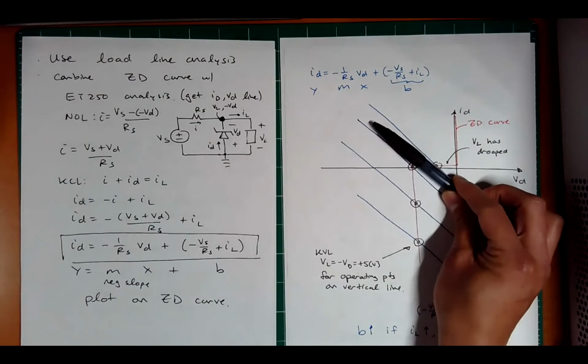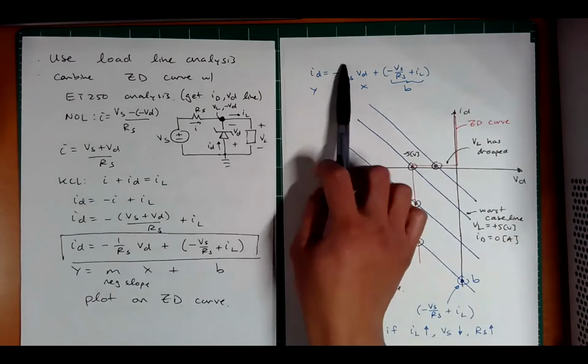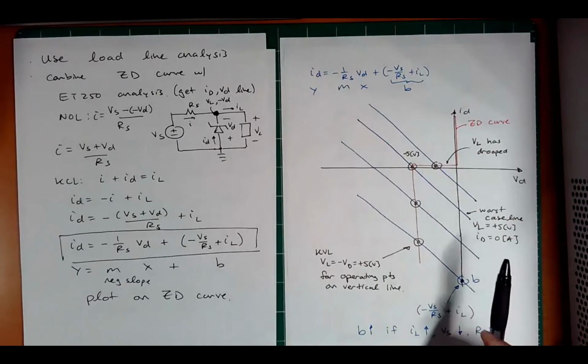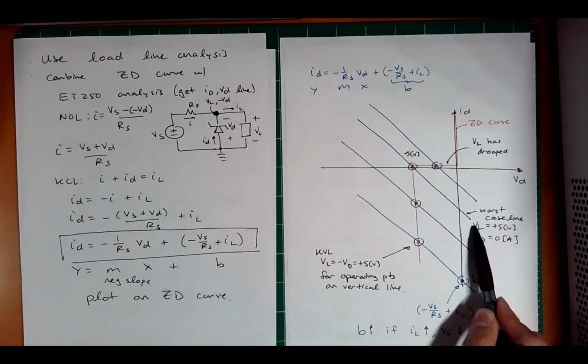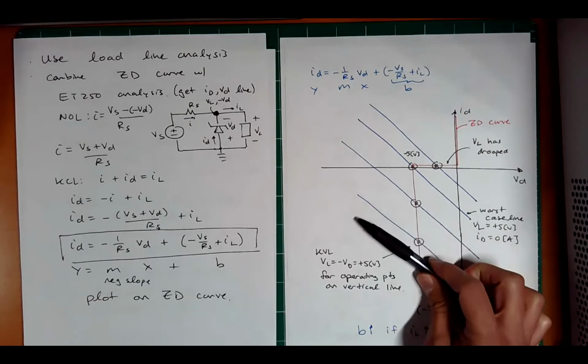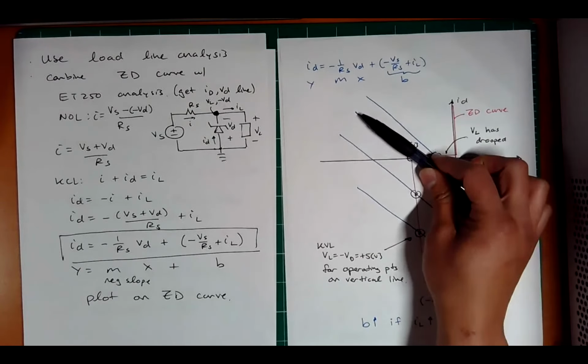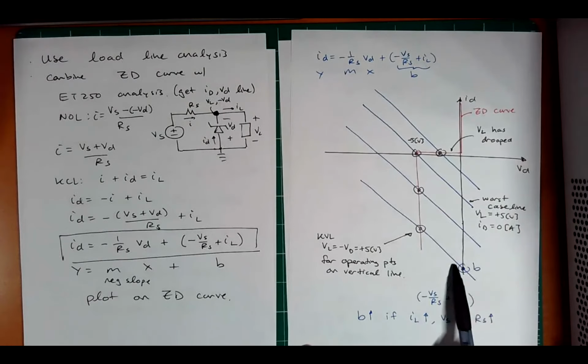And why is this the worst case? Because if you go any more, you're now in a situation where this voltage has actually drooped. Okay, so this worst case scenario says that my current is 0, but my voltage is still good, it's still 5 volts. Now, what affects this thing going up and down? Well, one big thing is this y-intercept, which is this guy, and mathematically you can see is minus V_S over R_S plus I_L.